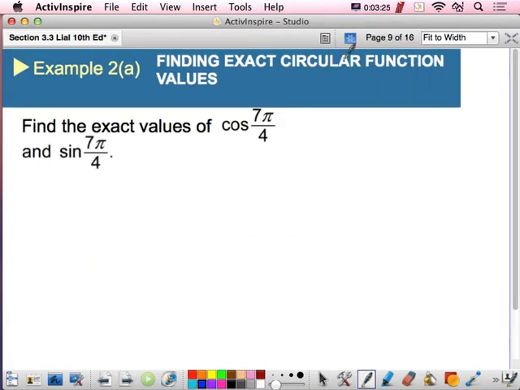So now what we'd like to do is find the exact values of cosine of 7 pi over 4 and sine of 7 pi over 4. So you have to start over from scratch because that's what's going to happen on tests and quizzes. Best thing to do is if it's on your unit circle, and we know that it is because they're asking us to find the exact values.